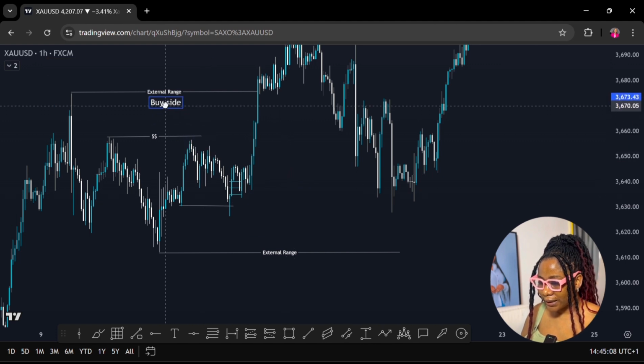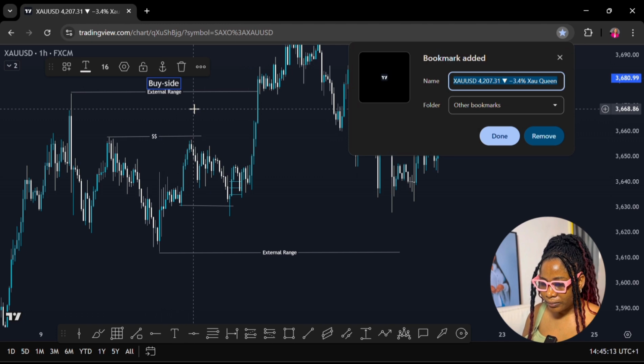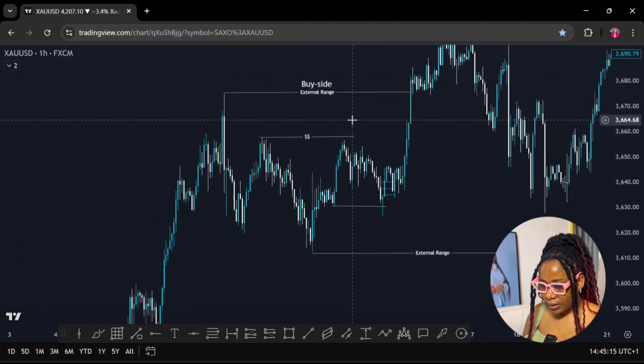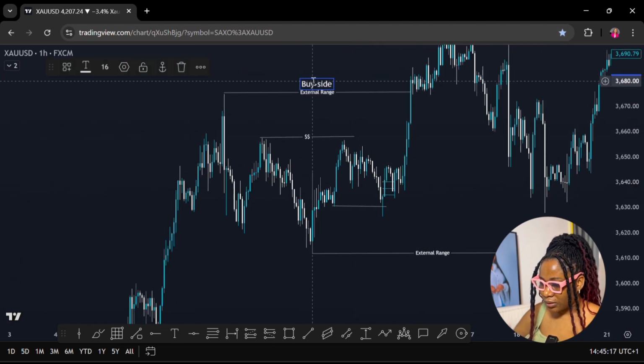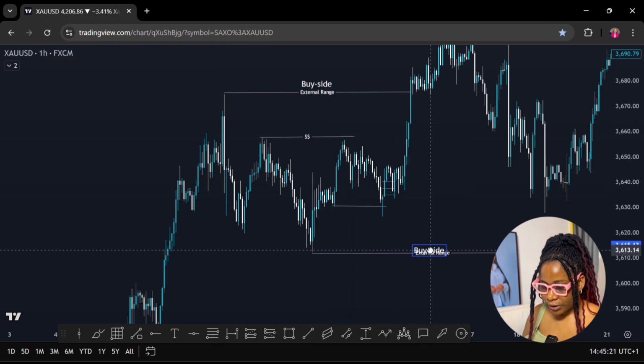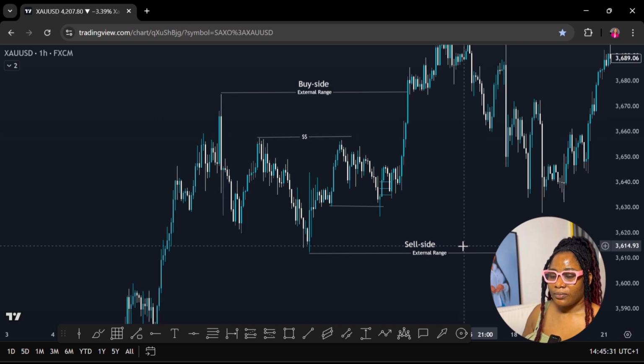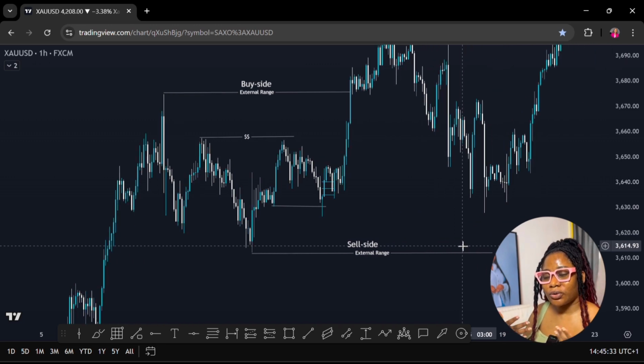So this is buy side. Call it external, or you call it buy side. Let me clone this. So this is a sell side. So this is a sell side liquidity. So it's just best, don't confuse yourself.